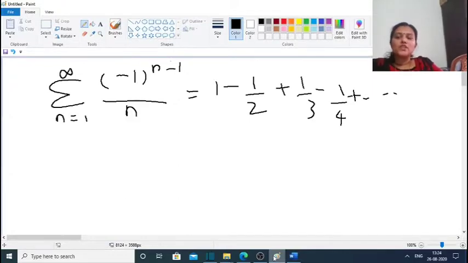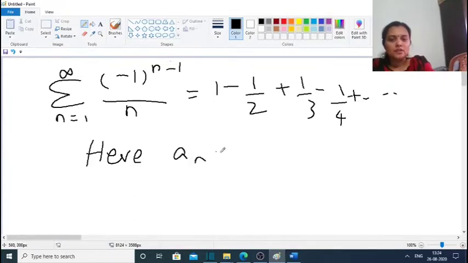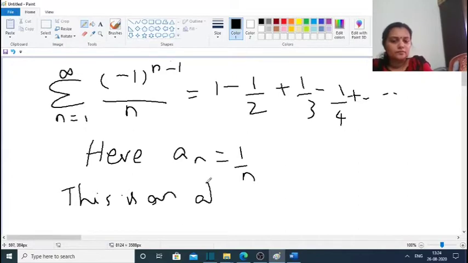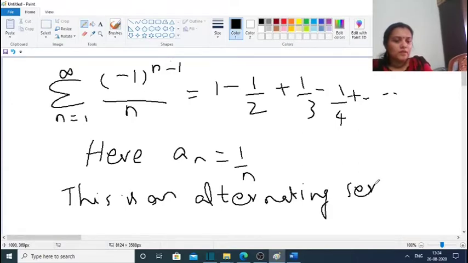First problem is, show that the series sigma n equal to 1 to infinity minus 1 raised to n minus 1 by n, which is equal to 1 minus 1 by 2 plus 1 by 3 minus 1 by 4, is convergent. An is equal to 1 by n, and this is an alternating series. So we have to check two conditions.